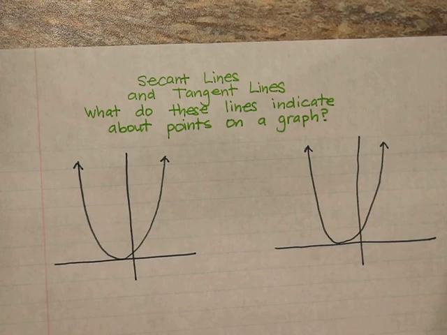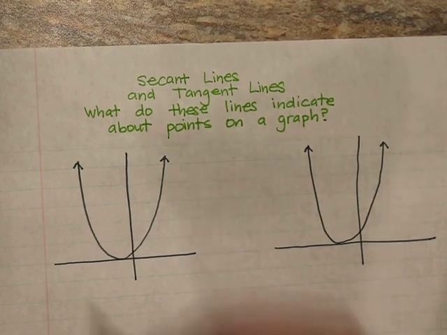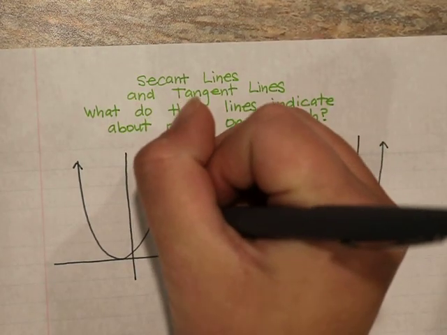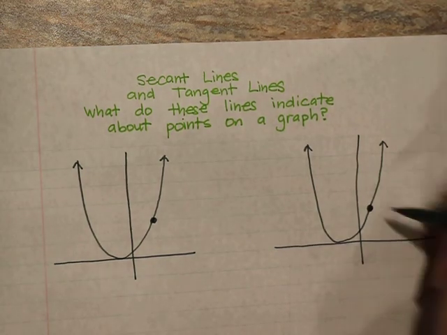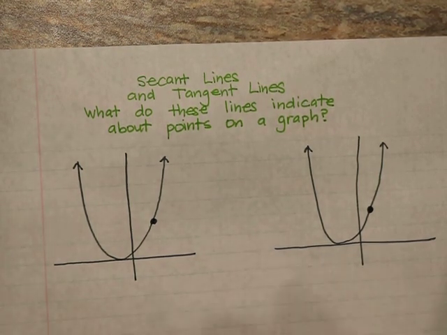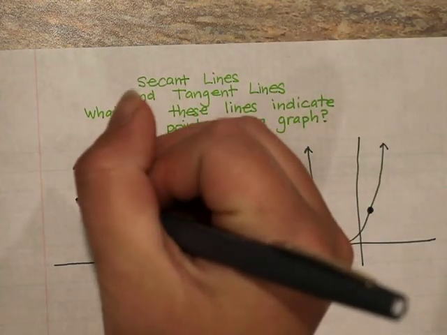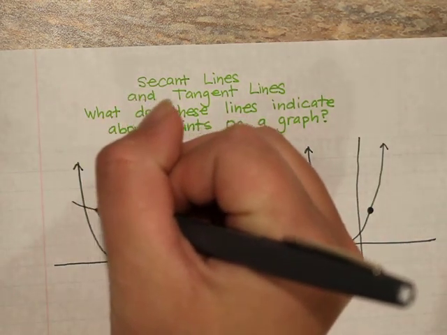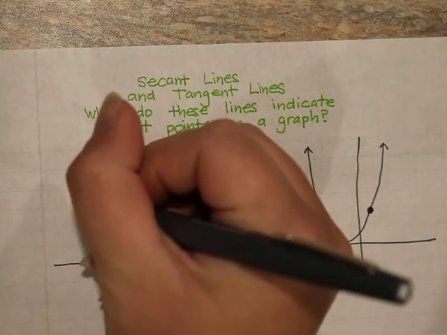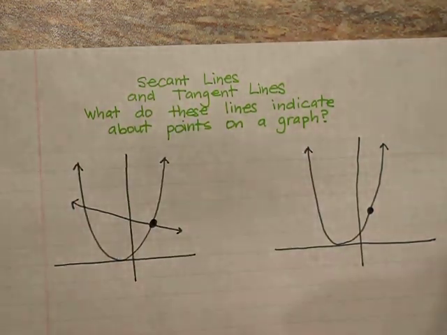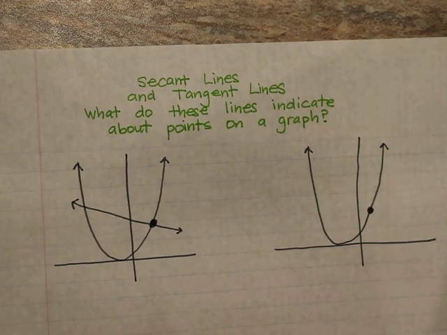So in the first one, I'm going to pick 2 points. I'm going to pick a point here. And before I forget, I'm going to pick a very close to matching point on the other graph. So I have kind of 2 points I can compare. Now, I'm going to draw in a line in my parabola. And that line crosses the parabola in 2 spots.